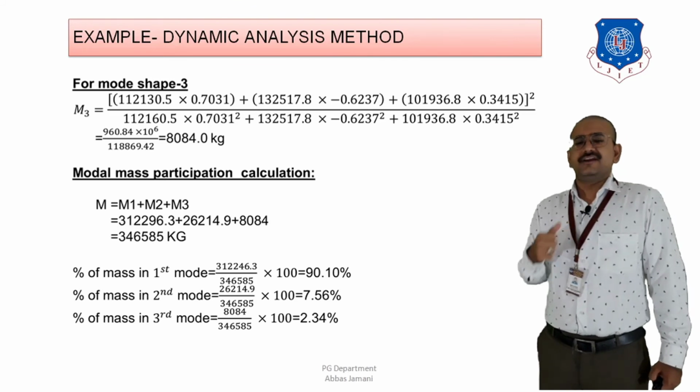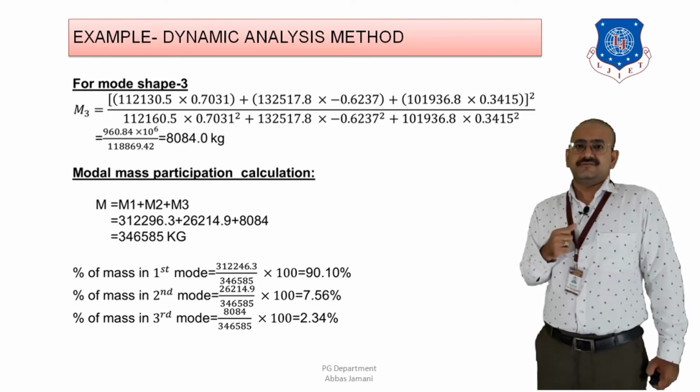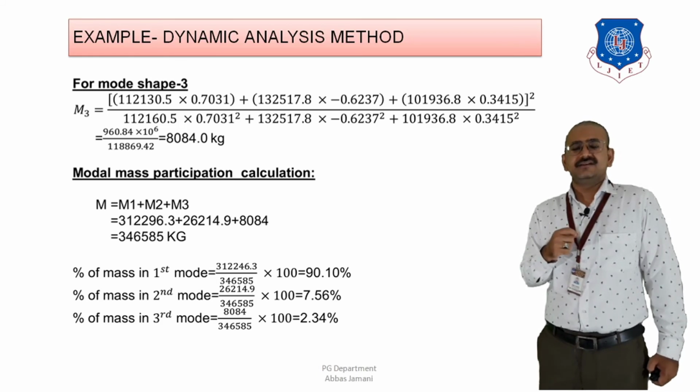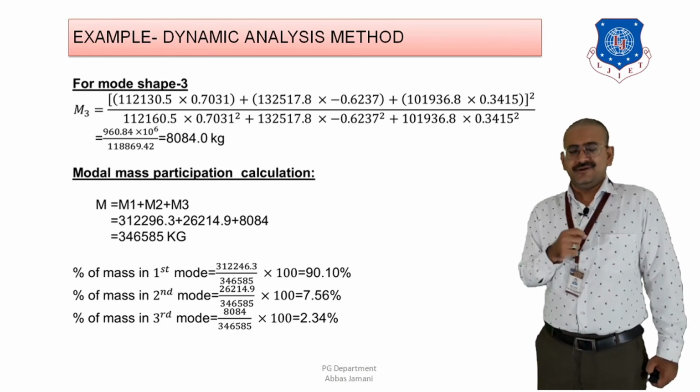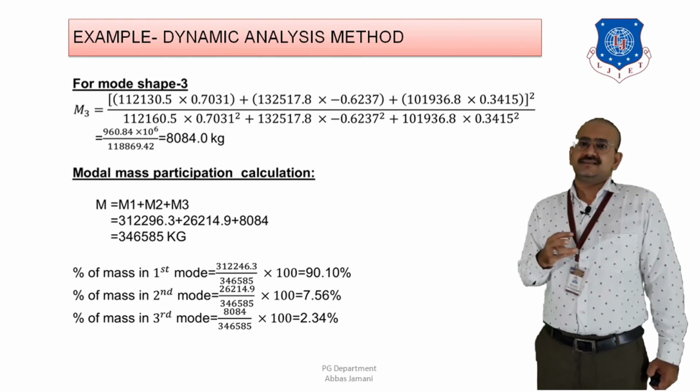Right? So when you are able to do these two things, then as a result of that, the first two steps of your calculation for dynamic analysis under the response spectrum method are complete. That is the calculation of modal mass, and second is the modal mass participation factor.